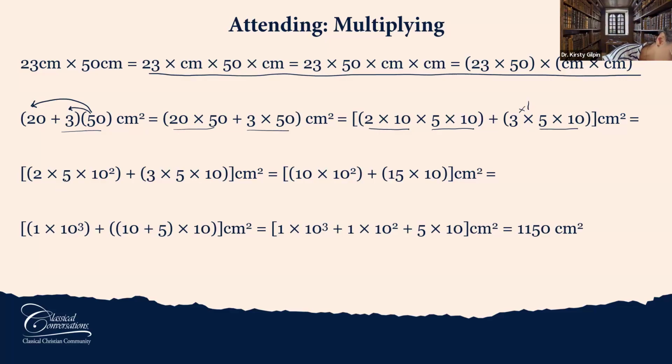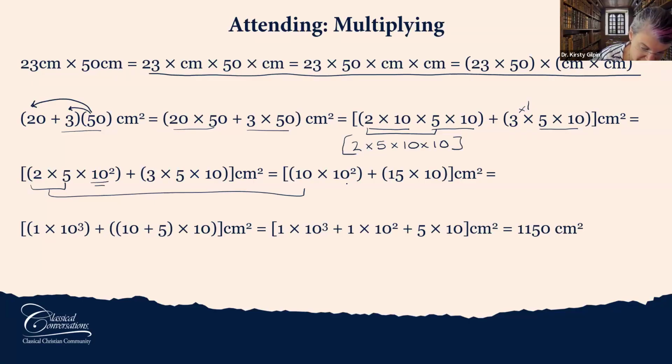Now, again, I rearranged this, and I guess I didn't write every step. I'm going to be honest with you, I had more steps and I must have taken some out. So I could have rewritten this as 2 times 5 times 10 times 10. Right? And so my 2 times 5 becomes my 10. My 10 times 10 becomes 10 squared. Right? Just like my centimeters became centimeters squared, 10 times 10 is 10 squared.